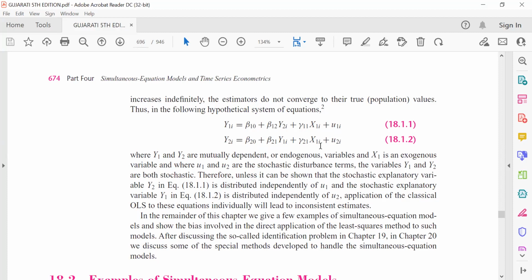Okay, therefore, unless it can be shown that the stochastic explanatory variable y2 in equation 18.11 is distributed independently of mu1, and the stochastic explanatory variable y1 in equation 18.12 is distributed independently of mu2, application of classical OLS to these equations will be inconsistent and also biased.